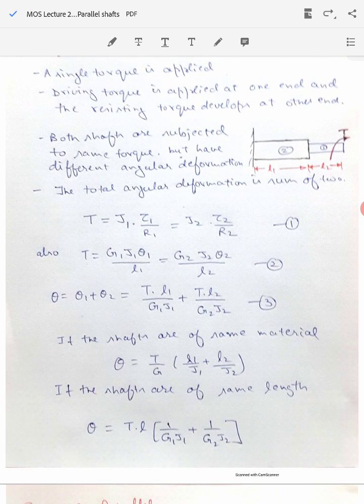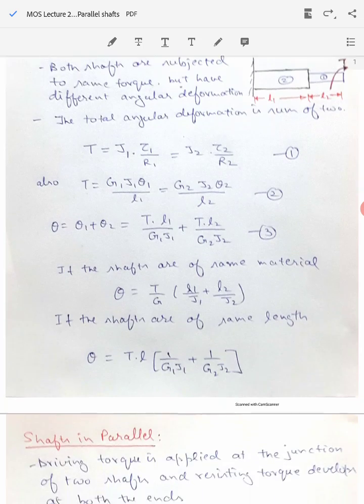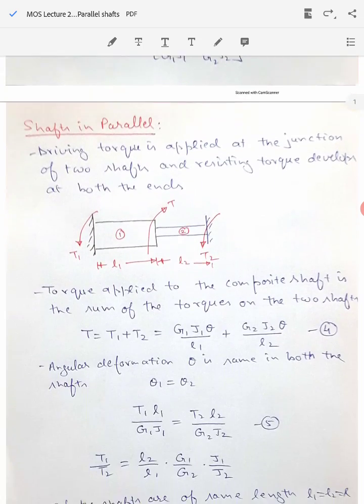So what I understand from the series shaft is that the amount of torque that is applied in the case of series shaft is the same for both shafts, and the total angular deformation of the shaft will be the sum of the angular deformation of the first and second shaft, theta 1 plus theta 2, right? So their torque is the same but angular deformations are different, right? So that is what you need to remember in the case of series shaft.